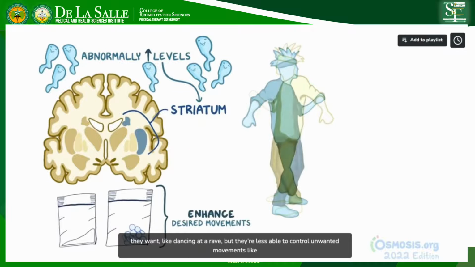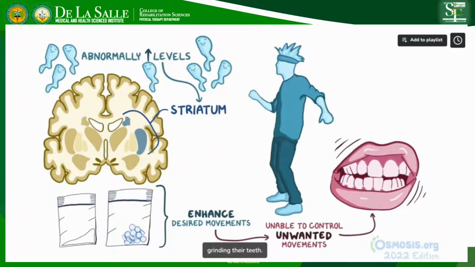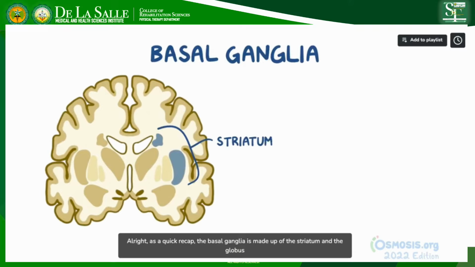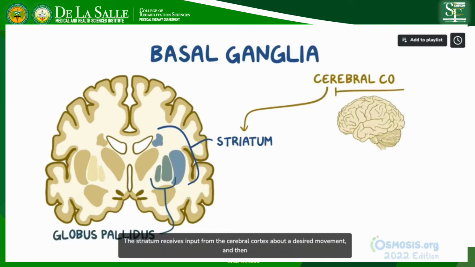But they're less able to control unwanted movements like grinding their teeth. Alright, as a quick recap. The basal ganglia is made up of the striatum and the globus pallidus. The striatum receives input from the cerebral cortex about a desired movement, and then it sends output to the other basal ganglia structures through the direct and the indirect pathways.